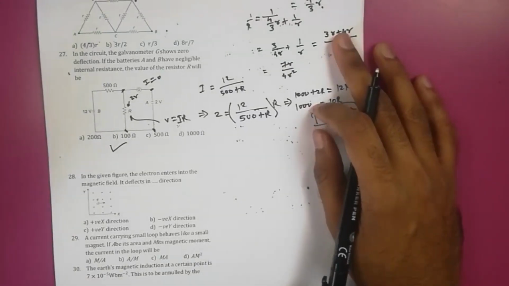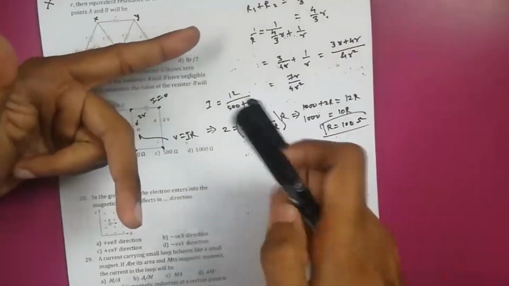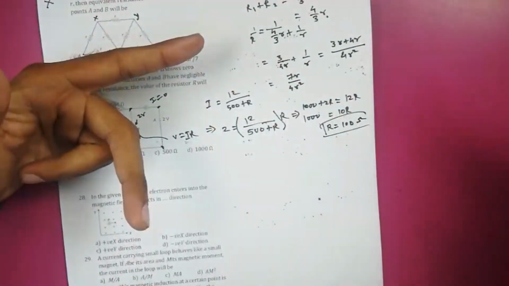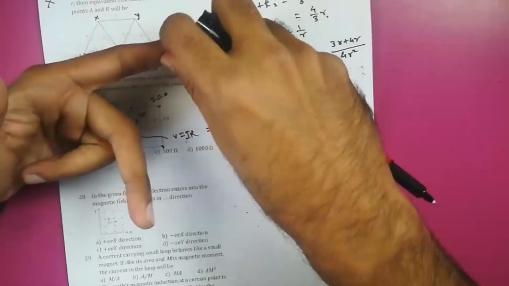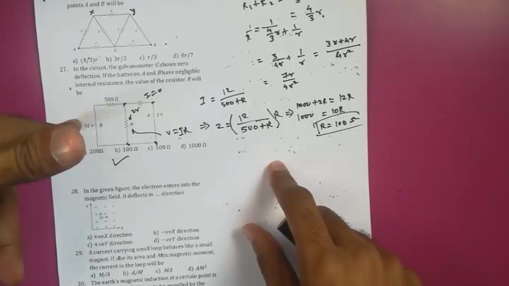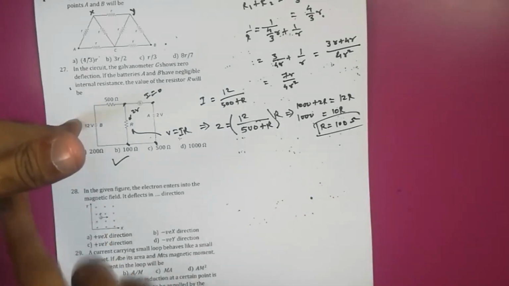Fleming's left-hand rule says that your thumb will indicate the force direction, if this is your magnetic field direction. In this case we can see crosses, that means the fields are going into the page, and I shows the direction of the current. Alright, so that means the electron is moving in that direction.